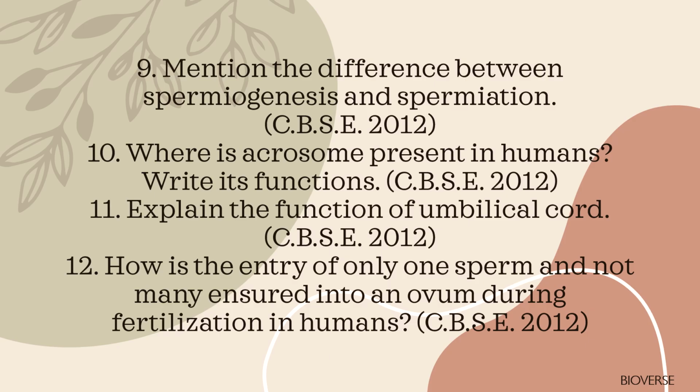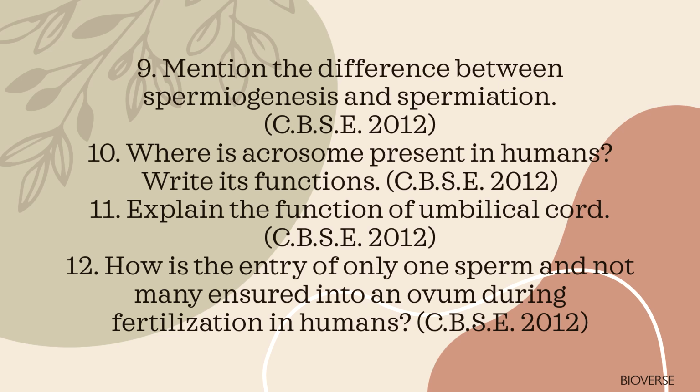Question 11. Where is the acrosome present in humans? Write its functions. Answer. The acrosome is present at the anterior end of the head of the sperm. Its function is to release enzymes that help the sperm penetrate the protective layers of the ovum during fertilization.